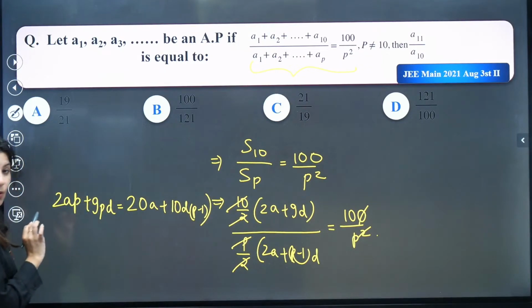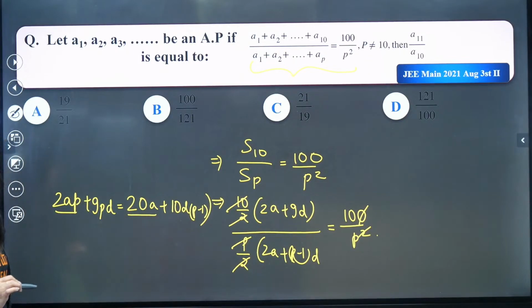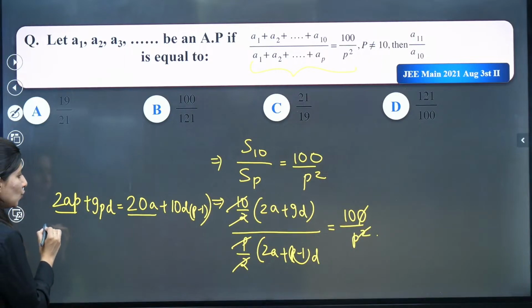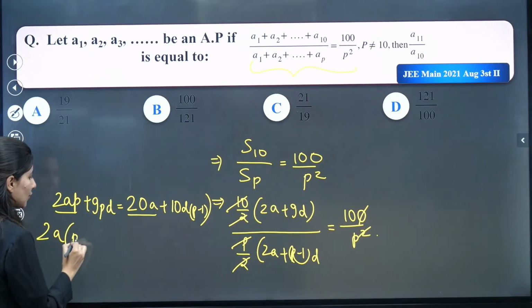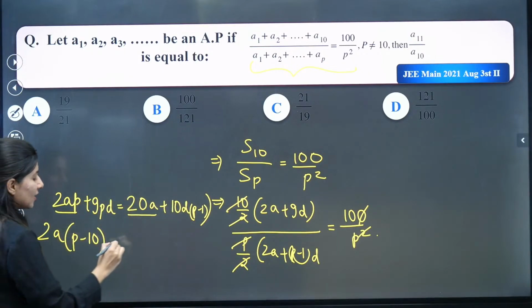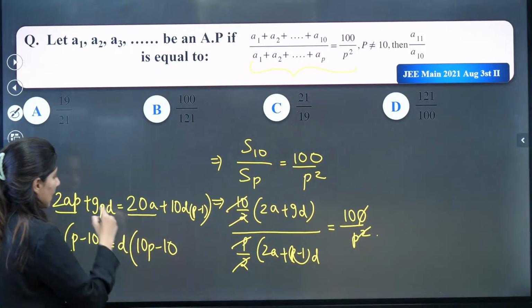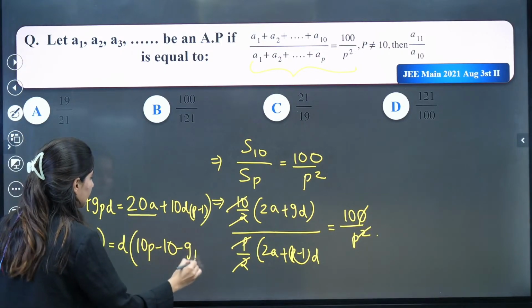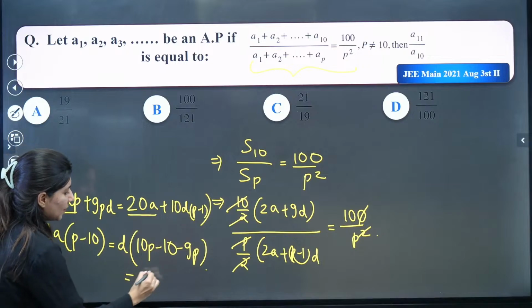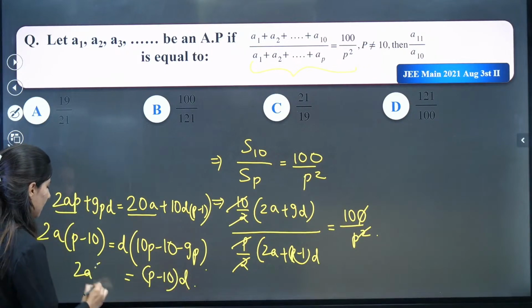Let me just club these two terms together. So 2A is common and this is going to be P minus 10. Can we shift this towards the right hand side? If you take D common, this is 10P minus 10 and minus 9P. So this is going to be P minus 10 times D, and this is 2A times P minus 10.